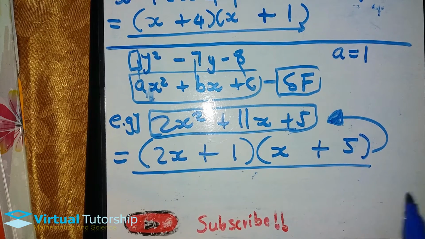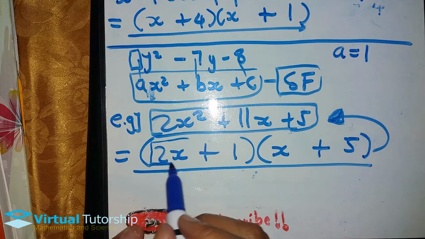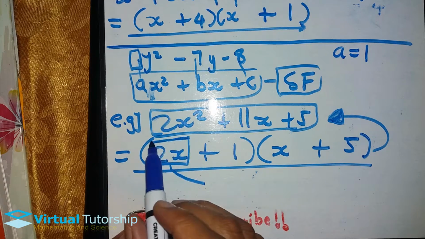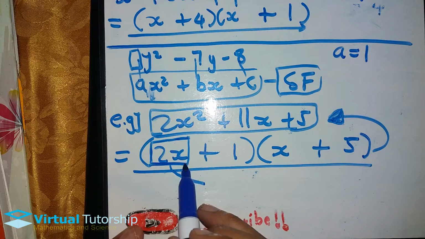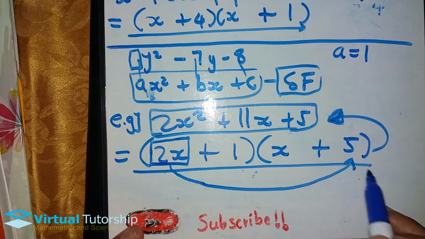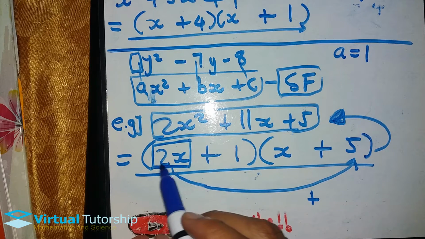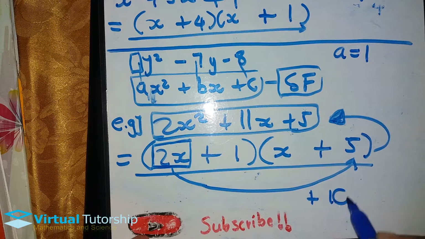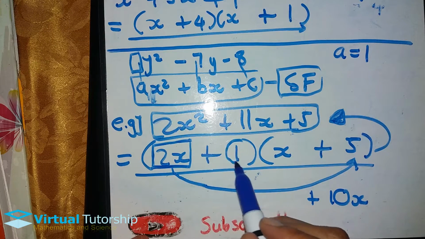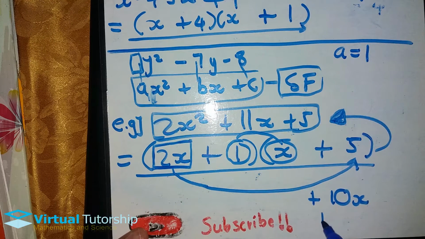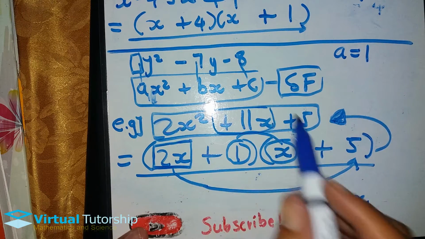So the rule is, once you have found the factor here, you multiply the first term by the last term in the next bracket. The answer you get, say here, is 2x times 5, which is 10x. Then you take the last term in the first bracket and multiply it by the first term in the second bracket, and you get plus x. Now add them, and they must give the middle term.